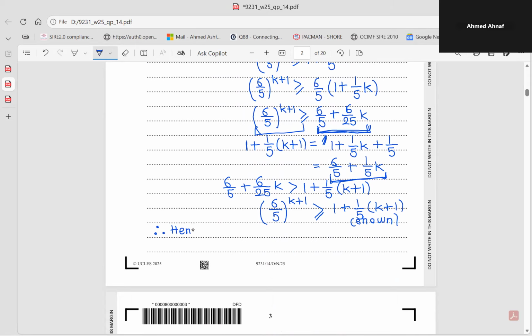Hence, by principle of mathematical induction, actually, I think I should put this, because this three dots means hence. So hence, by principle of mathematical induction, the above statement is true.